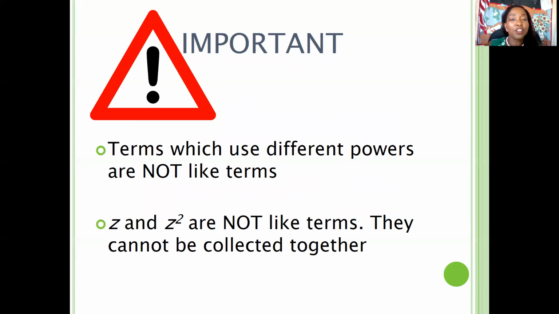Important. Terms which use different powers are not like terms. What does this mean? Example, z and z squared are not like terms. They cannot be collected together. Notice the difference of just that little number. That exponent made a world of difference.